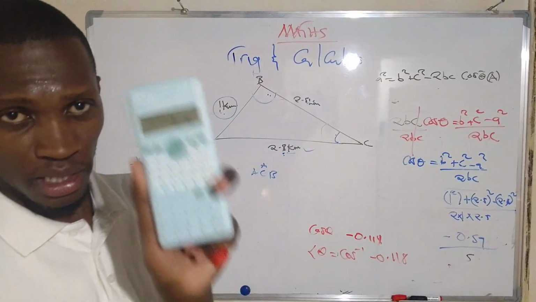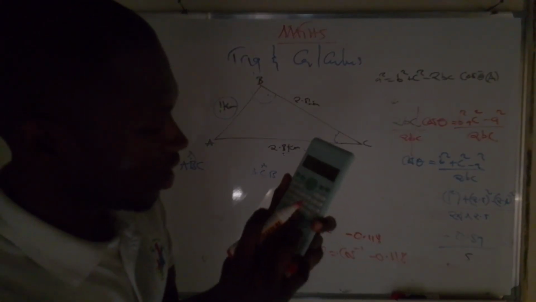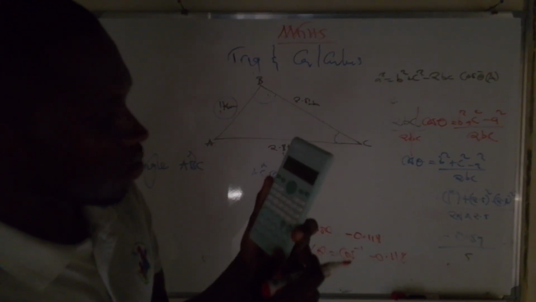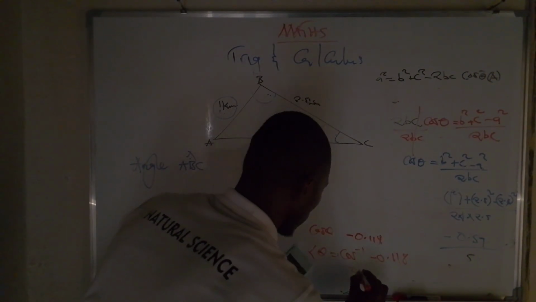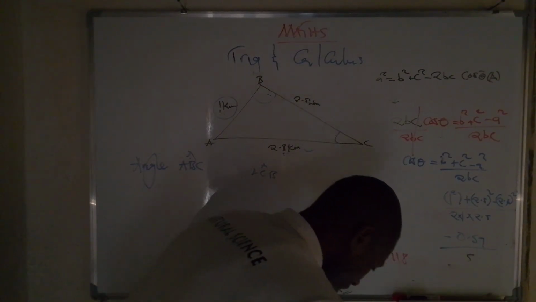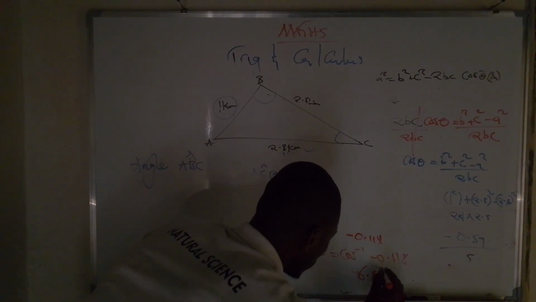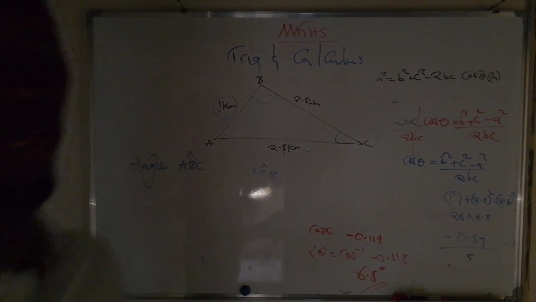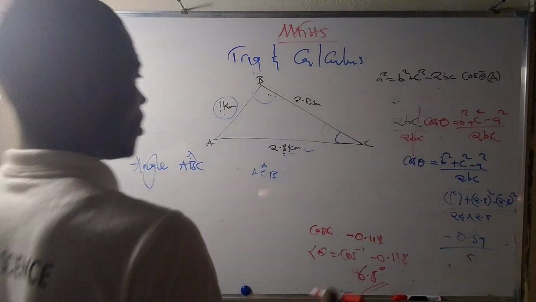So don't clear anything on this calculator. So what you have now on this calculator, just do shift cos. Then you're going to get 96.8. The power has gone, too bad. So 96.8 degrees. You round off the angle to 1 degree. So that is the angle which you have. Let me check the light. So this is how we do it.